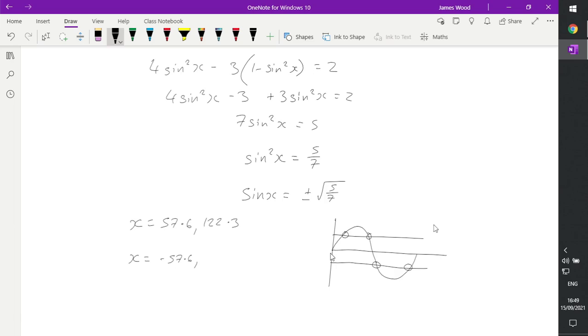Let's do 180 minus that answer. So that gives me 237.6, actually 0.7. The other rule we had was to do 360 plus that answer. So I'm going to do 360 plus minus 57.6, which gives me 302.4. Okay, so I don't really need this one because that's outside my range. But there are my 4 solutions.